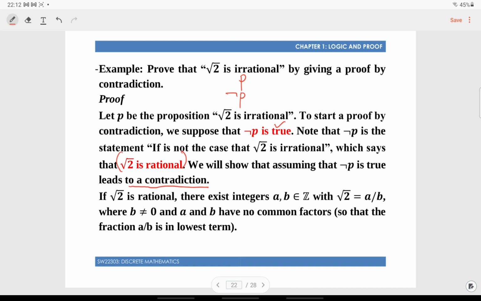Alright, so back to our assumption. Because we assume that the square root of 2 is rational, that means there exist two integers a and b, where the square root of 2, because it is rational, can be written in a fraction form, a over b. A and b are integers, and another condition is b must not equal 0, otherwise it becomes undefined. And a and b have no common factors. That means this is the simplest fraction for a and b. There is no other common factor for a and b.